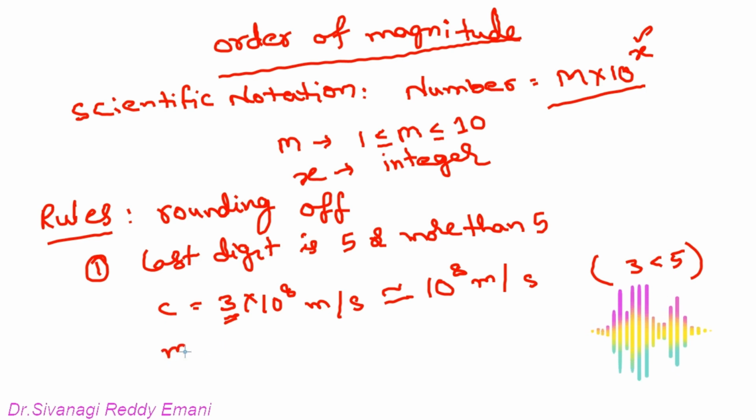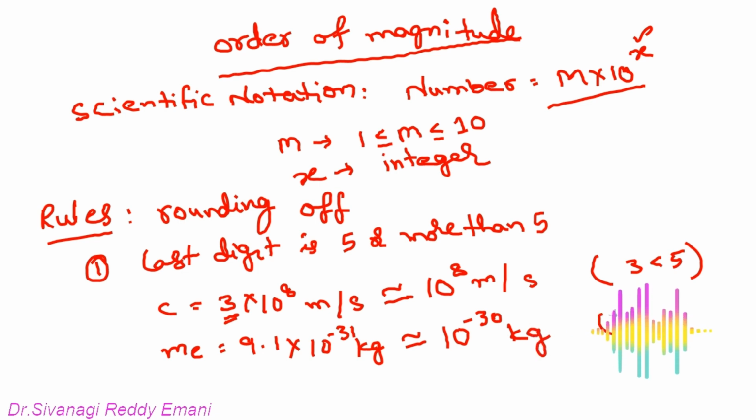Then the mass of the electron is 9.1 times 10 power minus 31 kg. This will be approximated as 10 power minus 30 kg because 9.1 is more than 5, so 1 is added to the power. In this way, we have to represent scientific notations carefully.